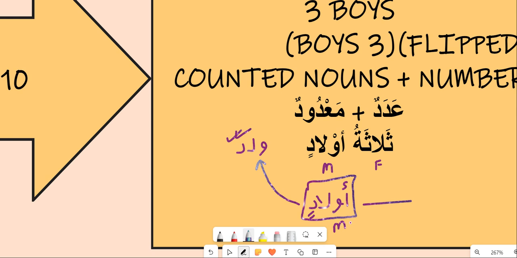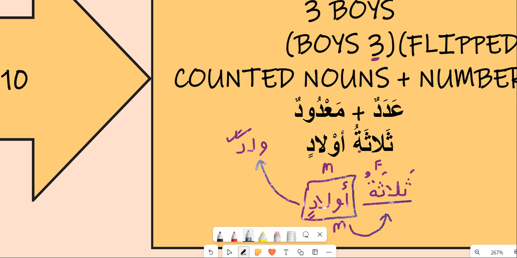Now confirmed, our counted noun is male. Now go back and take the opposite gender number. So what is the number here? 3. So I will take the feminine number, thalathatu. So this is how you can do the numbers in Arabic, and this is the trick. If you follow this trick, you will never make a mistake in putting the Arabic numbers.